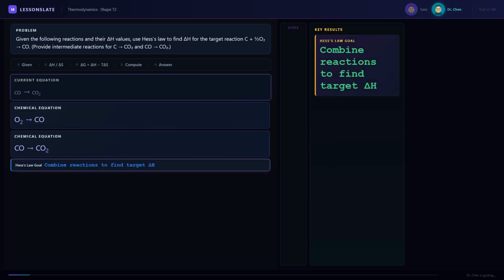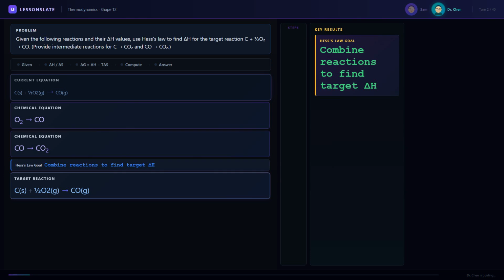I can see why this one's giving you pause, Sam. The real trick with Hess's law problems is often knowing how to manipulate the given reactions to build your target reaction, especially when the intermediate steps aren't explicitly laid out for you. You've already identified the target reaction, C plus 1/2 O2 yields carbon monoxide. What are the two intermediate reactions the problem provides, along with their delta H values?